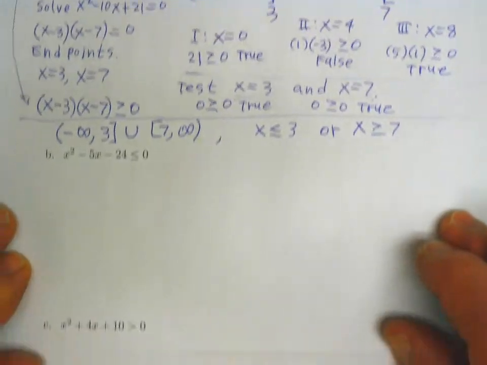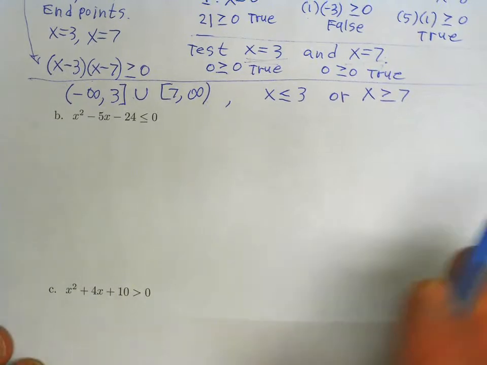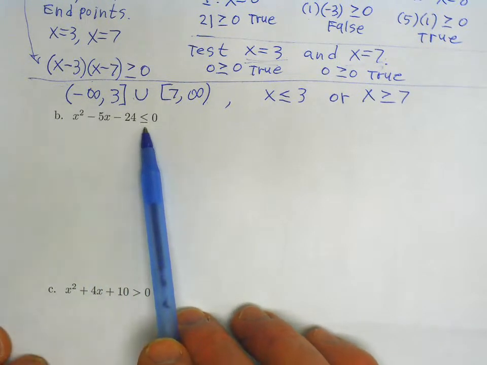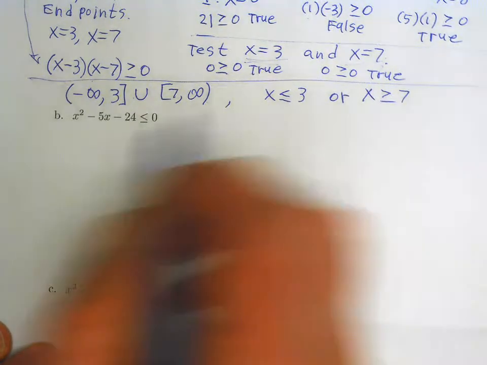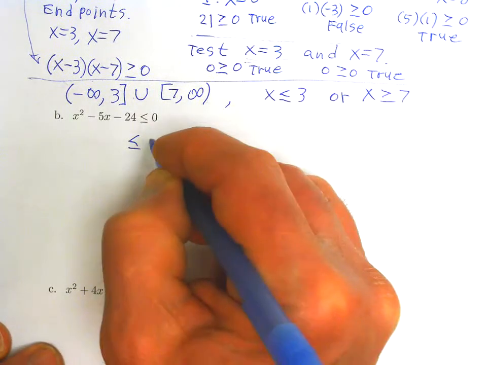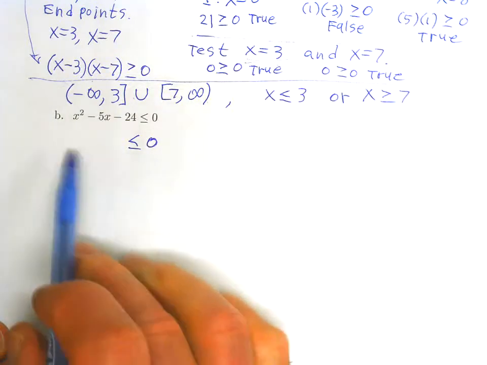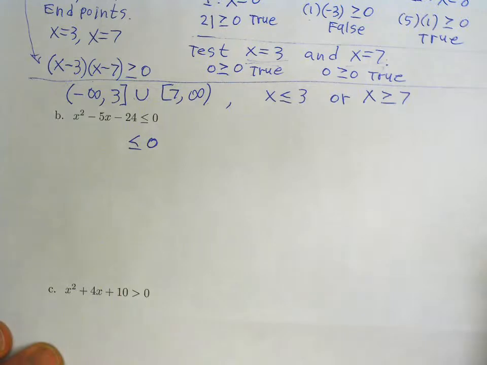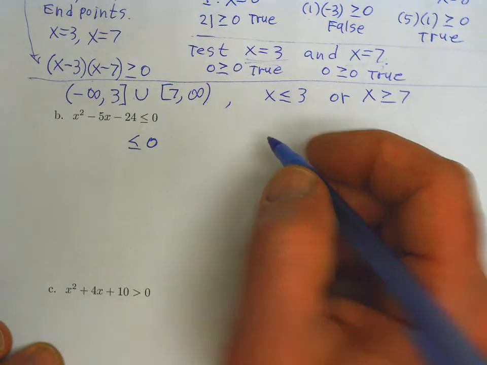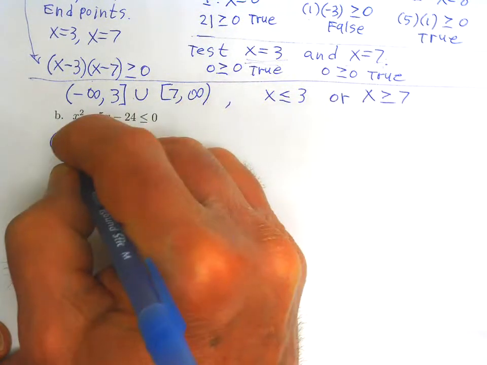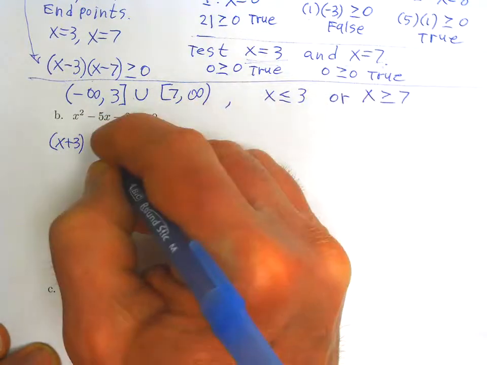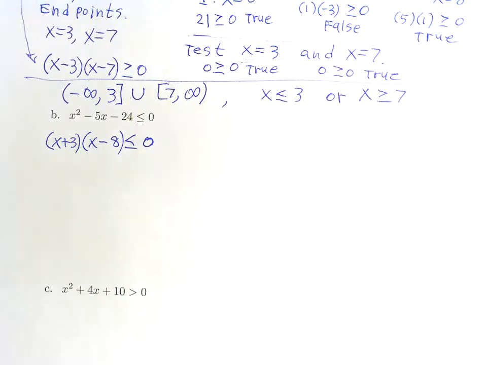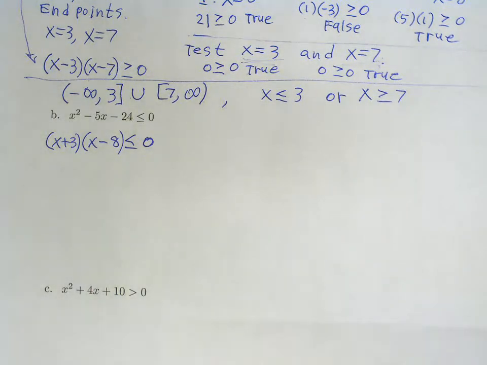Okay, a couple more quadratic inequalities. x squared minus 5x minus 24 is less than or equal to 0. So let's just write down the inequality with the left-hand side in factored form, since we can easily factor x squared minus 5x minus 24. One factor is x plus 3. The other factor is x minus 8. So x plus 3 times x minus 8 is less than or equal to 0.